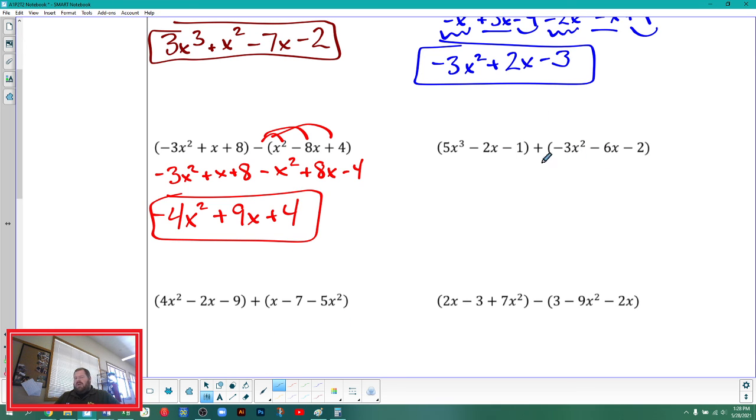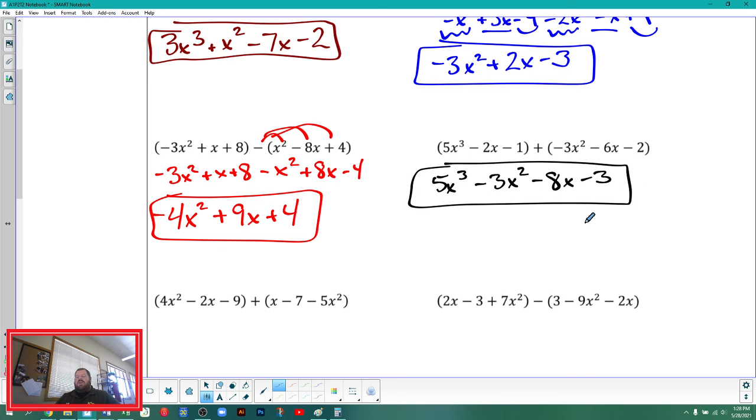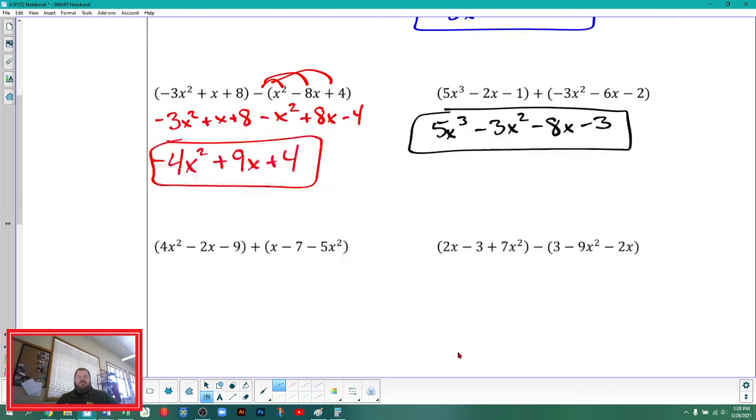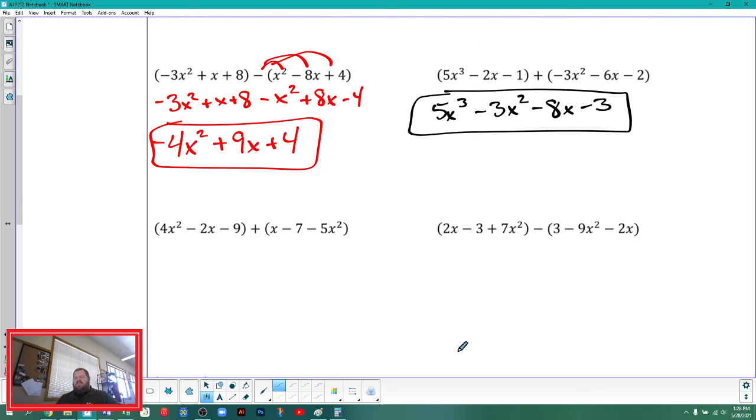The next one's straight addition. I don't really need to worry about much. I can think of the parentheses not being there. I only have one x to the third power and one x to the second power. Now I have a -2x and a -6x, which make -8x. -1 and -2 make -3. That would be a cubic trinomial, or sorry, a cubic polynomial with 4 terms.